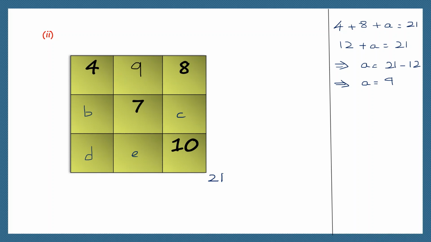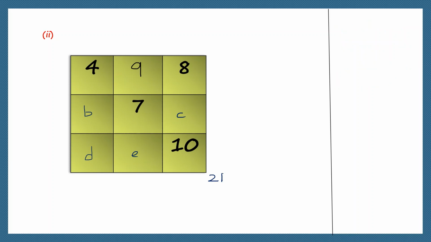Now let's find the value of B. To find the value of B, you need to have the other two values. But here we have only 7, C is unknown. If you take it column wise also, we have only one value, D is unknown. So let's keep B on hold now and try and find the value of C. We can find the value of C because two other values are given to us.